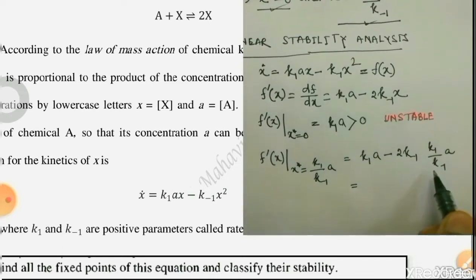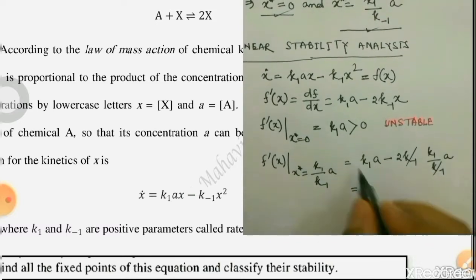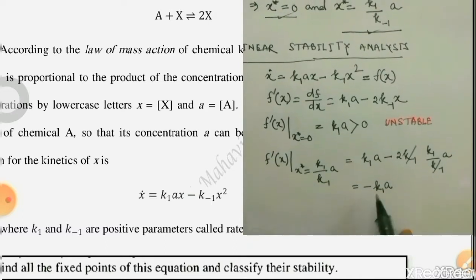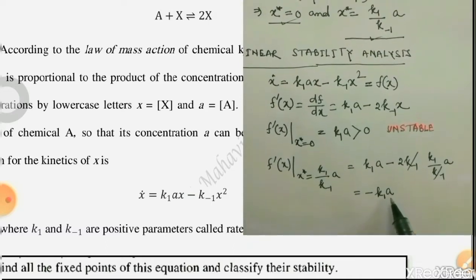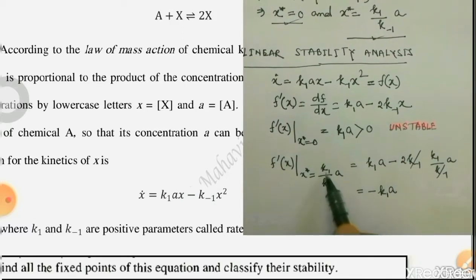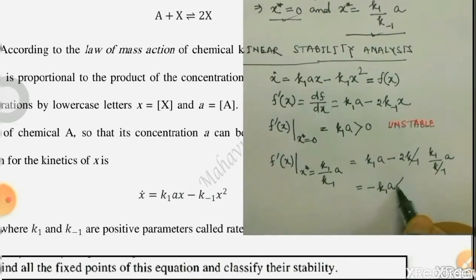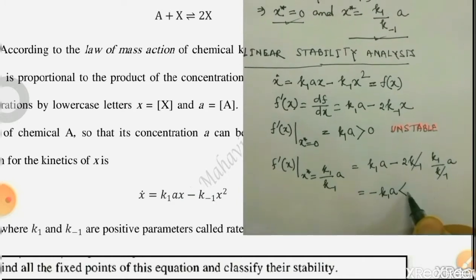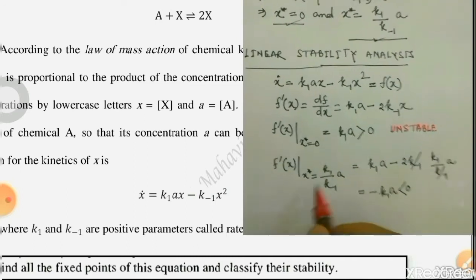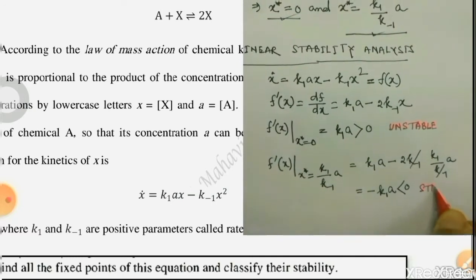This is equal to k minus 1, and k minus 1 cancels out, and this will be equal to minus k1a. Again, k1 and a are positive quantities, therefore f prime x at the fixed point k1a by k minus 1 is a negative quantity. So, this is less than 0. Therefore, x is equal to k1a by k minus 1 is a stable fixed point.